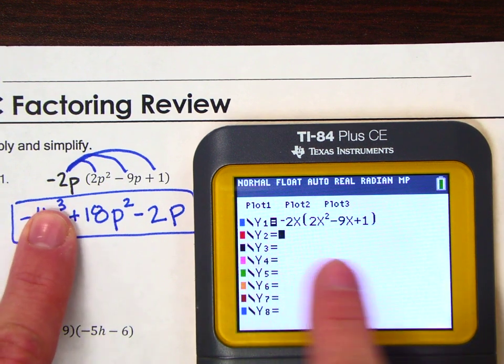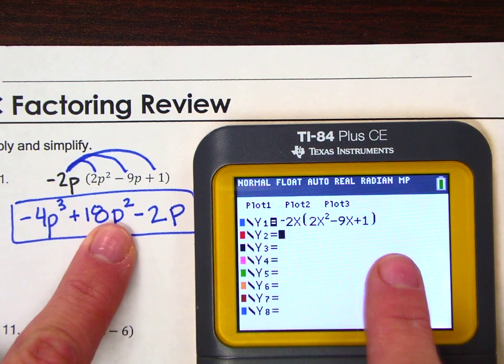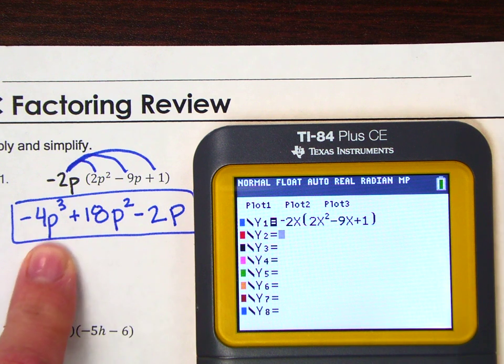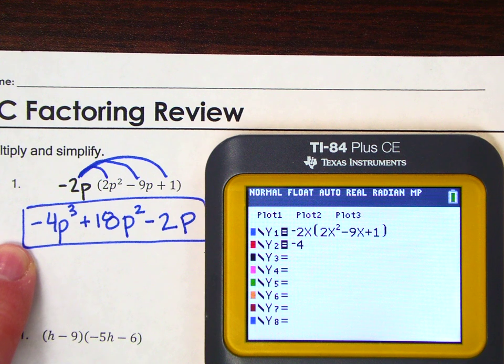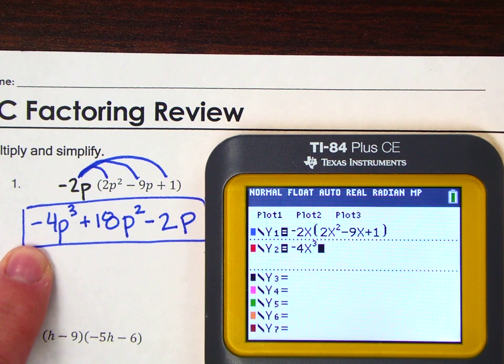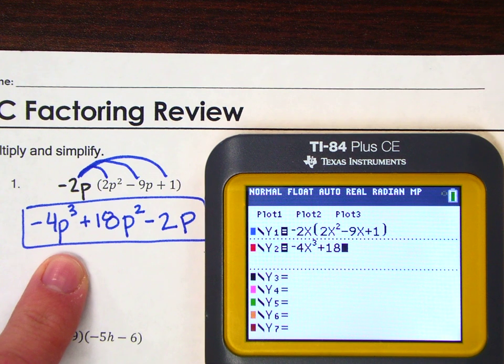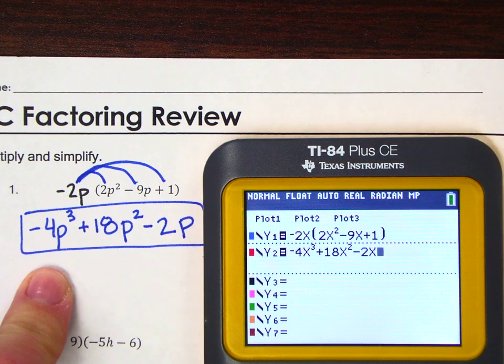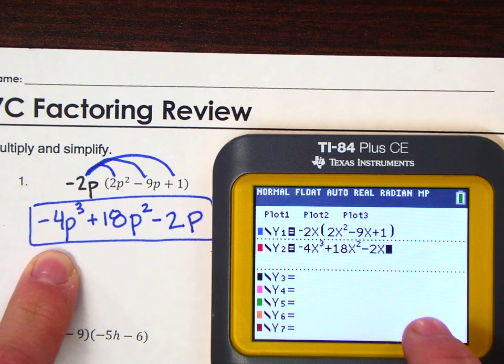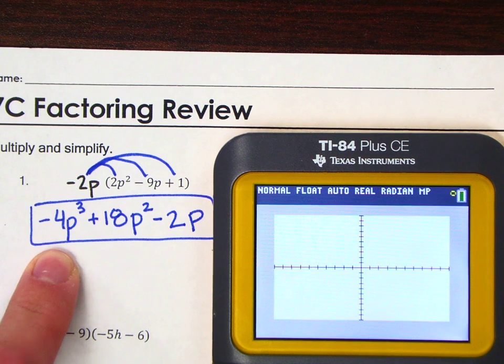All right, so I typed in my original problem. And then you're going to go through and type each one of your answer choices. So I'm going to type my answer choice here, negative 4x cubed plus 18x squared minus 2x. Once again, x instead of p. Double check, make sure you did it right. Take your time when you're typing in, and then hit graph.